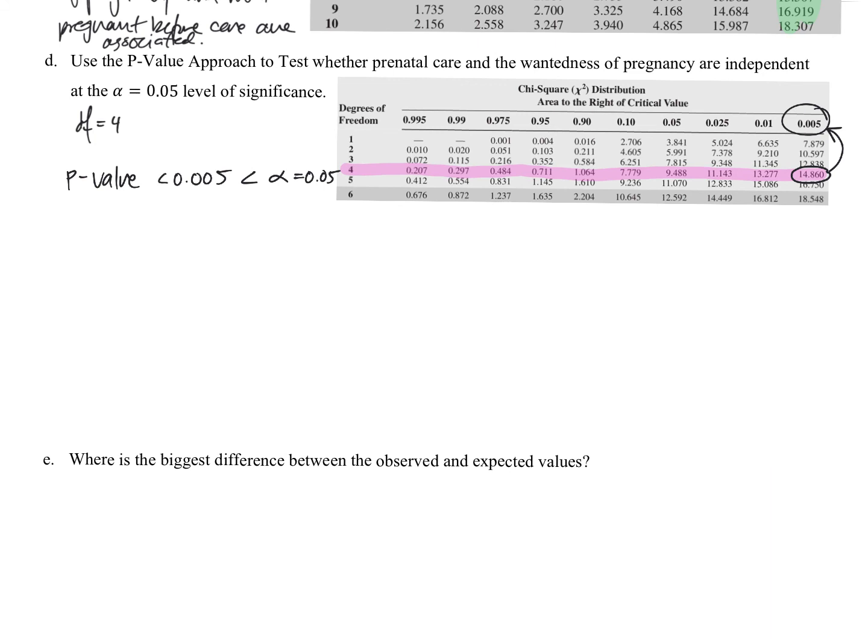Alright, so with p-value, we're comparing our alpha to our p-value, and since our p-value is less than alpha, we're going to reject the null hypothesis. So since our p-value less than 0.005 is less than alpha equal to 0.05, we reject the null hypothesis.